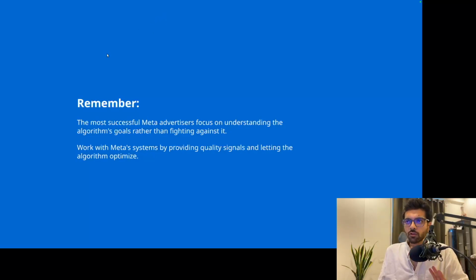So remember this thing. Most successful Meta advertisers focus on understanding algorithm goals rather than fighting against it. This is what we have covered in this video. This is literally what you need to be a successful Meta ads expert. And work with the Meta system by providing quality signals and letting the algorithm optimize, and also user psychology and other things that you have to definitely do, right?